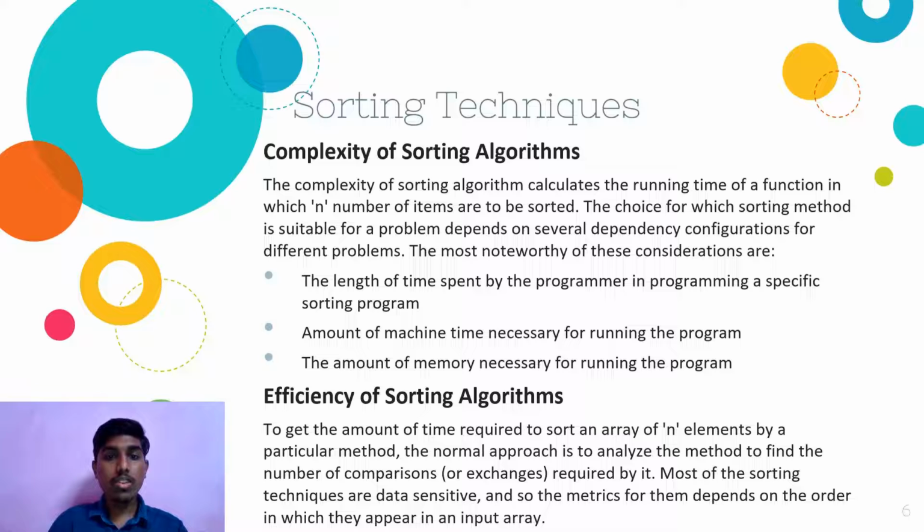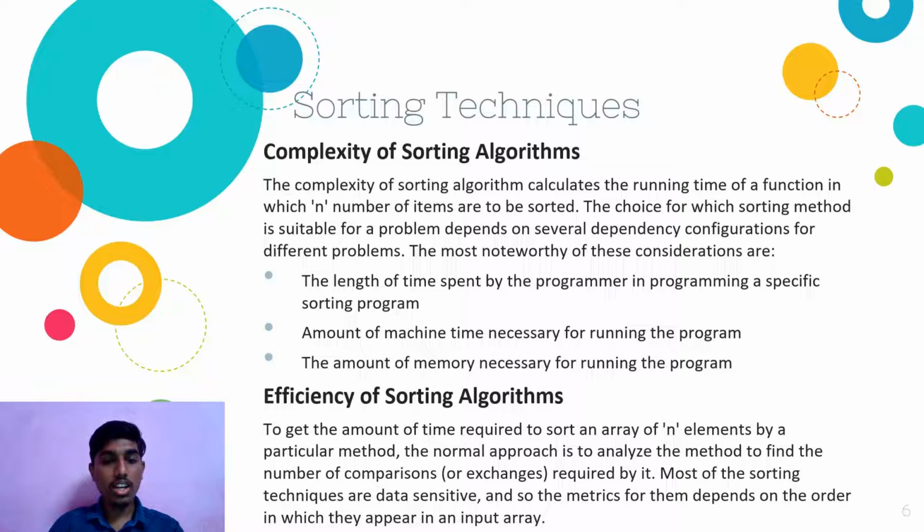So, complexity of sorting algorithms. The complexity of a sorting algorithm calculates the running time of a function in which n number of items are to be sorted. The choice of which sorting method is suitable for a problem depends on several considerations. The most important of these are the length of time spent by the programmer in programming a specific sorting program, the amount of machine time necessary for running the program, and the amount of memory necessary for running the program.